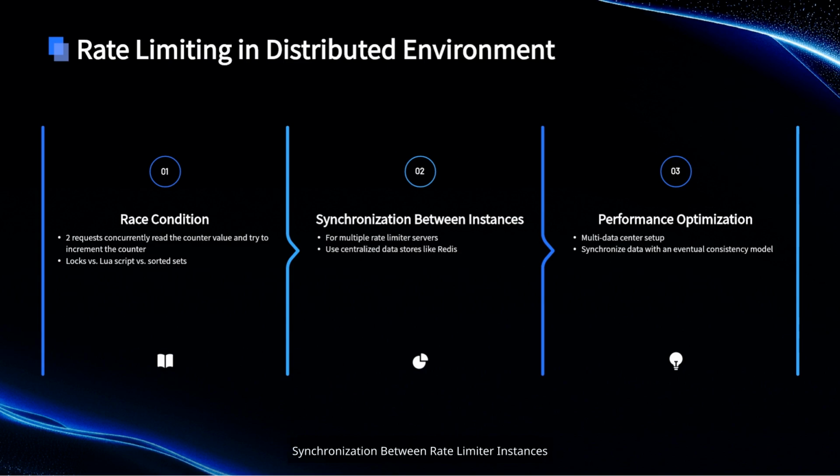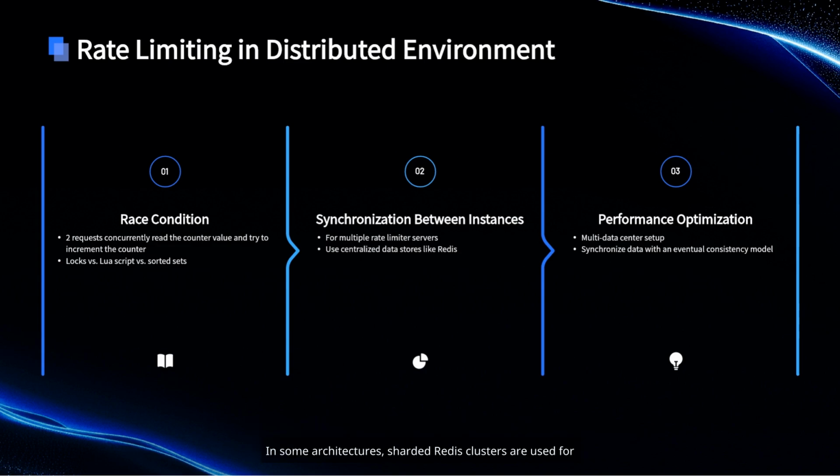Synchronization between rate limiter instances. In production environments, rate limiting often runs on multiple servers for redundancy and scalability. These must share a consistent view of user request data, which is why we use centralized caches like Redis or Memcached. Redis supports atomic operations and has good support for TTLs, making it ideal for counters. All limiter nodes read-write to the same Redis instance or cluster. This ensures consistent enforcement regardless of which server handles the request.